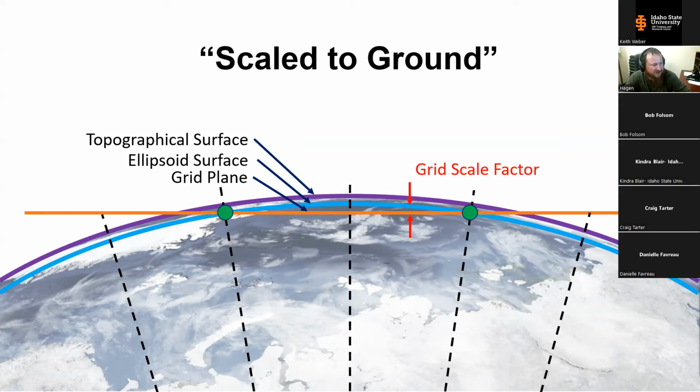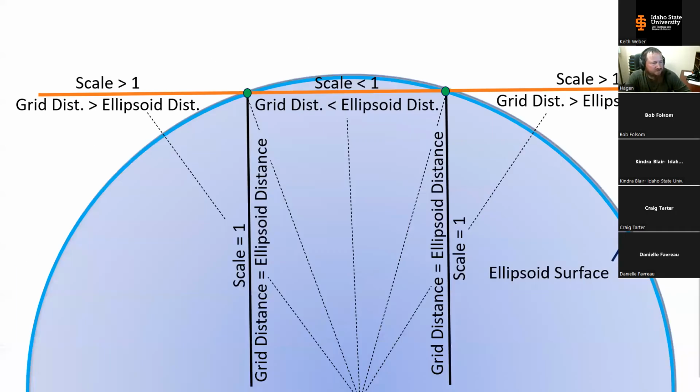The grid scale factor is the part of that transformation that moves us from the surface of the ellipsoid to the projection plane itself. The third part, well, let's actually look at this first. This is a depiction of that second scale factor, the grid scale factor.